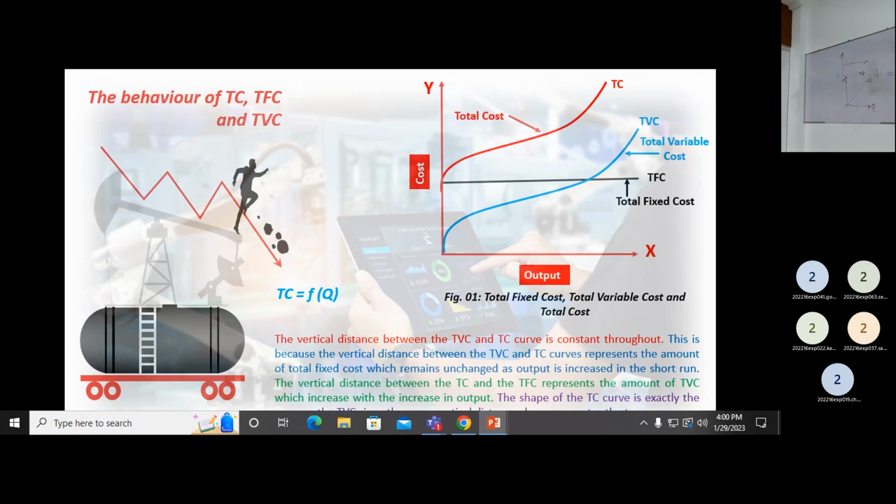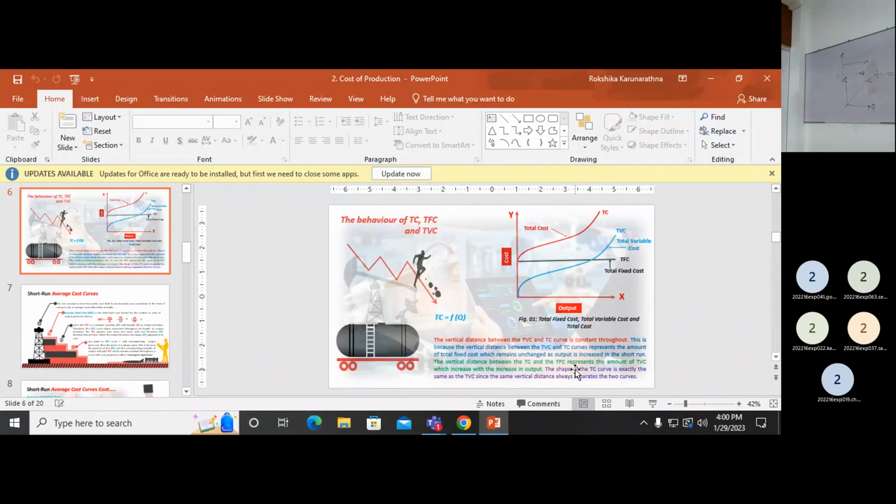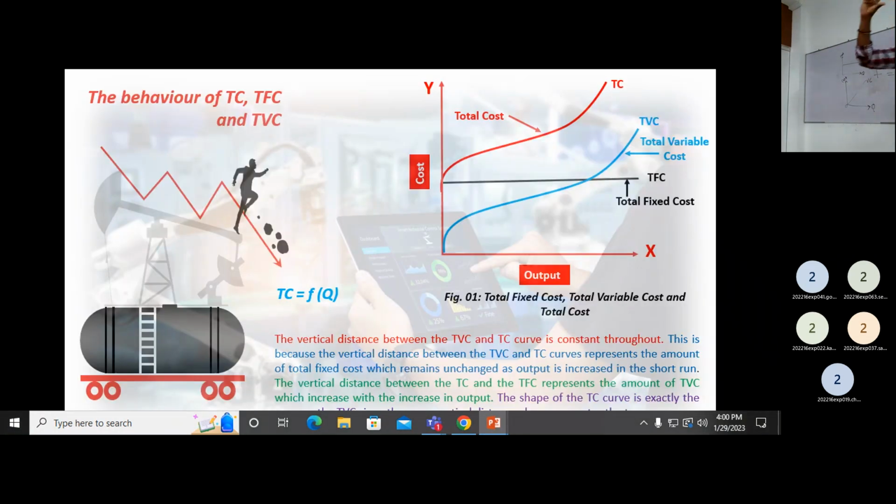And here you could see the shape. You see the shape of the total cost is exactly the same as your total variable cost, since the same vertical distance separates these two curves. Always the distance is the same.